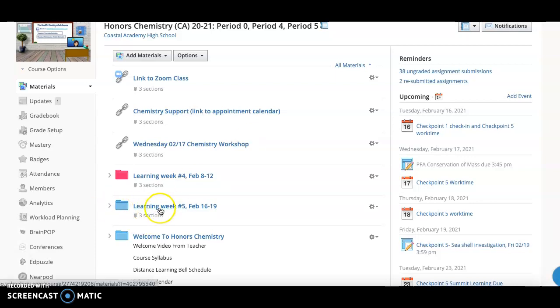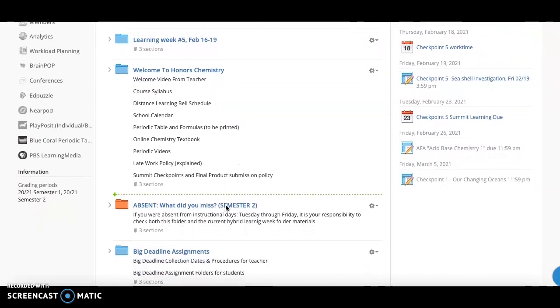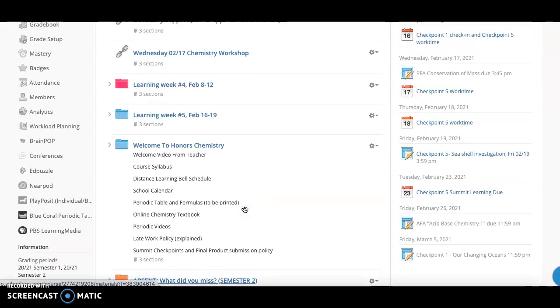Everything is in the learning folder as usual. When a folder becomes old, it gets moved to the absent folder. What did you miss, semester 2?